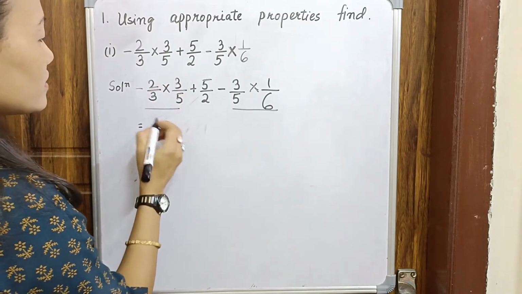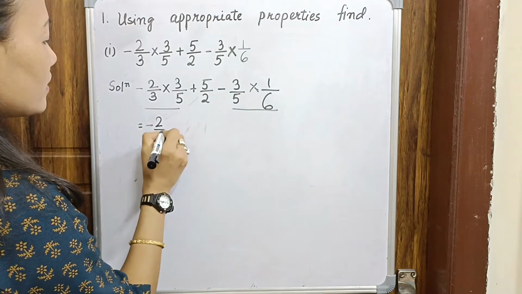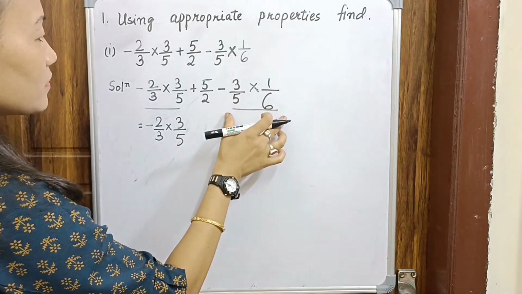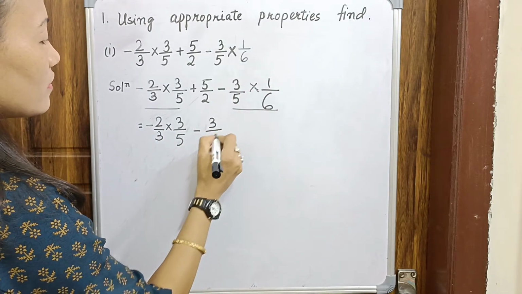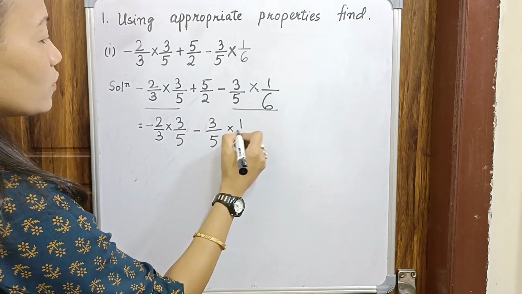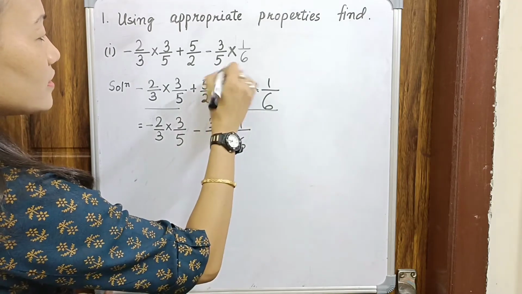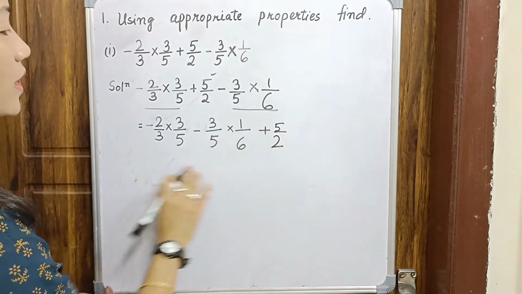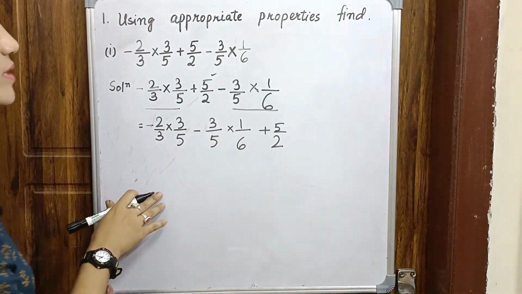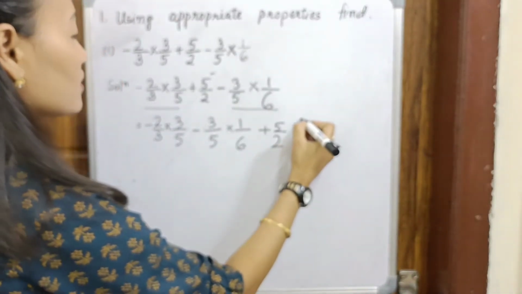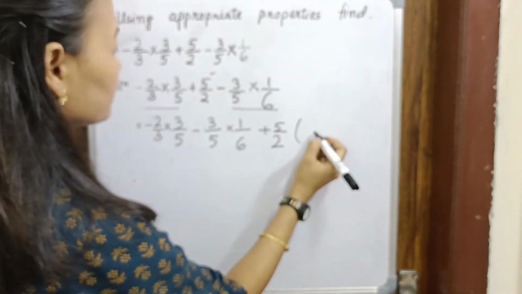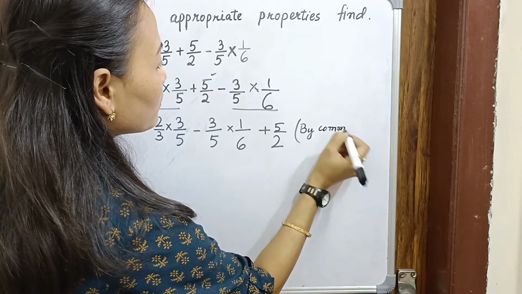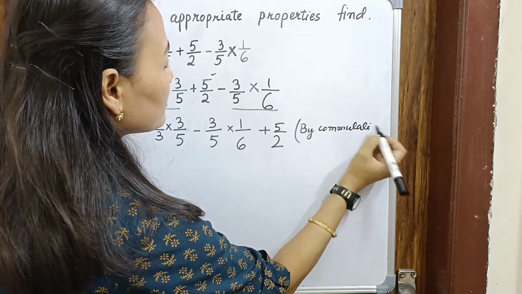So let's write this one first. Minus 2 by 3 into 3 by 5. Now let us write this number, minus 3 by 5 into 1 by 6. Then this one in the last, plus 5 by 2. And this is by the commutative property, where a plus b equals b plus a. We'll just exchange the direction. So here you don't forget to write "by commutativity".